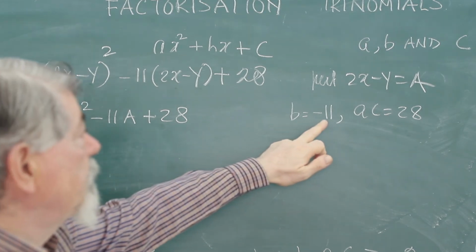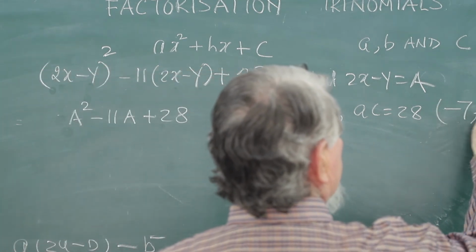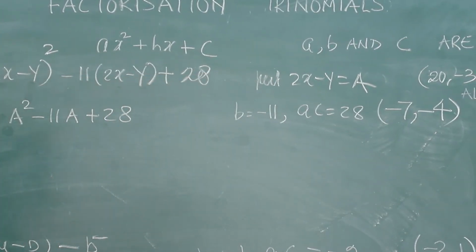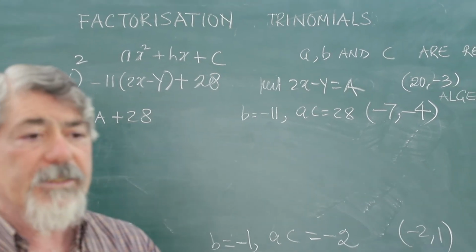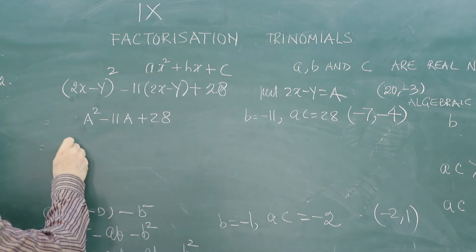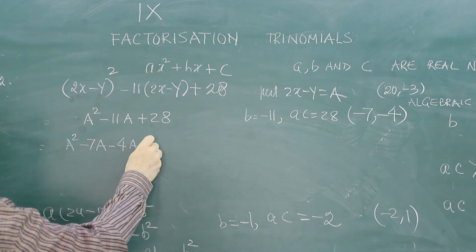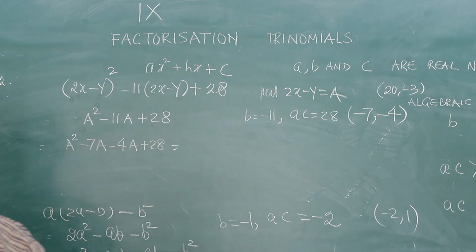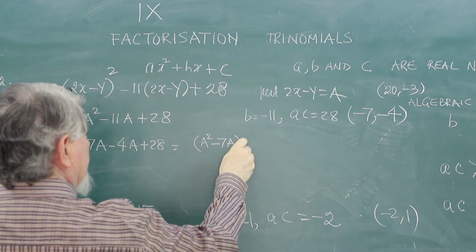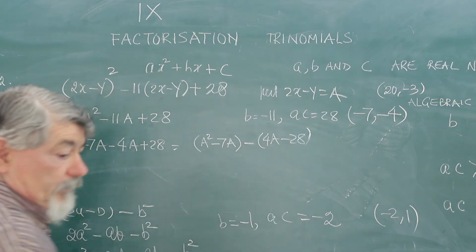And I have to split minus 11. So I will do minus 7 minus 4. Why? 7 fours are 28, and minus 7 and minus 4 will give us minus 11. So it will be a square minus 7a minus 4a plus 28. A square minus 7a, minus 4a plus 28.